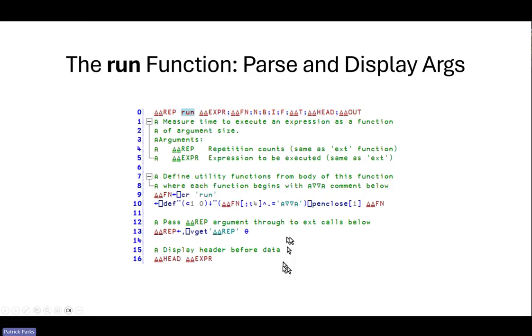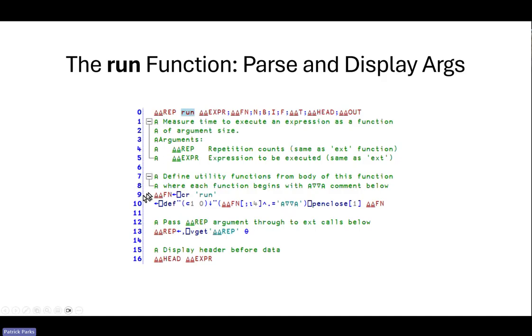Okay, so the run function is pretty simple. The idea behind it is that it's going to repeatedly execute the ext function. It's a little more complicated, so it has a couple of utility functions in it. Rather than polluting the workspace, I just wanted two functions in the workspace: the ext and the run function. So the run function defines two functions internally, named delta delta head and delta delta out, and it calls those. We'll see in a second how it defines them.